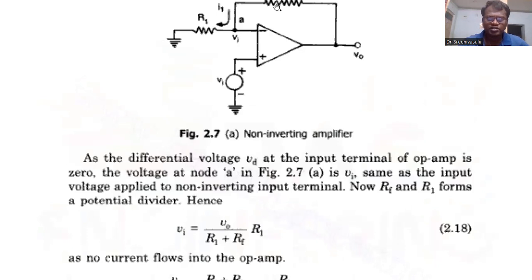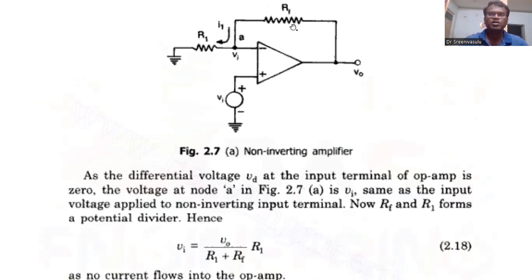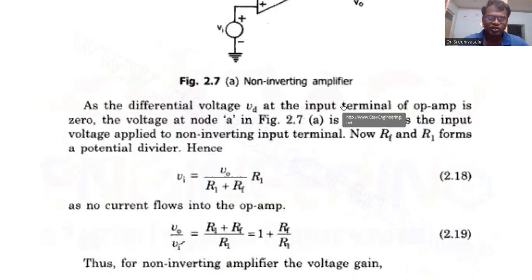V0 minus VI is given directly here, but we follow the method notation to avoid confusion. To calculate this current, V0 minus VI divided by the resistor RF. And the current through R1 is VI minus 0 by R1. These two currents are the same, because this current is entering and the other is leaving, and there is no other current. So based on that, we calculate.